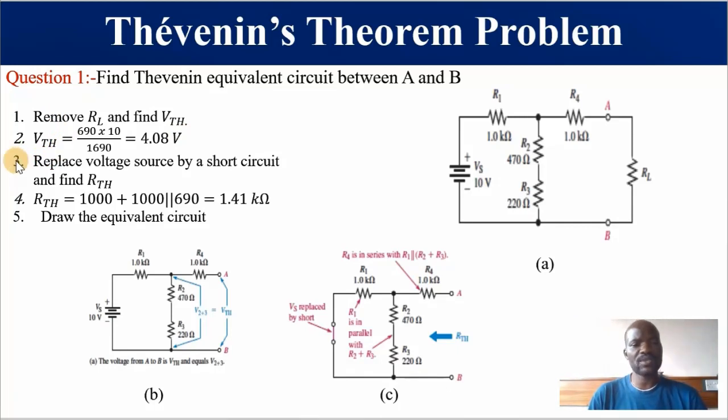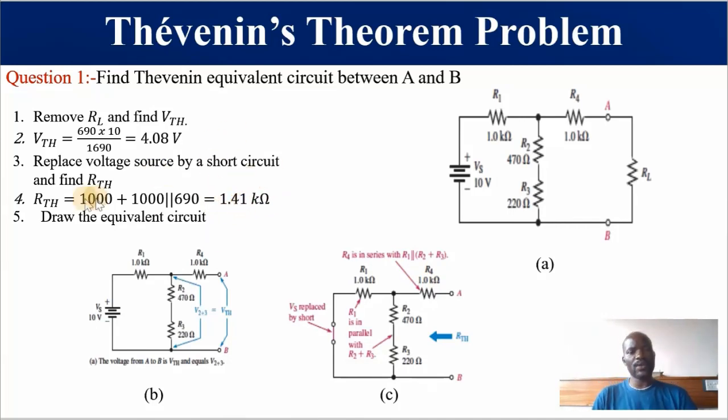We now want to go into step 3. Replace voltage source by a short circuit and find Thevenin. We've got one voltage source, so we are going to replace this with a short circuit, and we've done that in C. And guys, take note that we are finding resistance looking from Thevenin. If you are looking from Thevenin position, this resistor is in parallel with the series combination of R2 and R3. So we are now going to find the total combination of the parallel circuit. And how do we do that? We simply say 1000 times 690 divided by 1000 plus 690, and we add that to 1K, we get 1.41. Guys, make use of your calculators and see if this is correct.